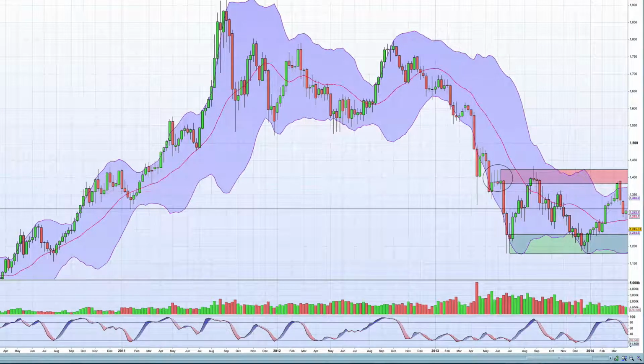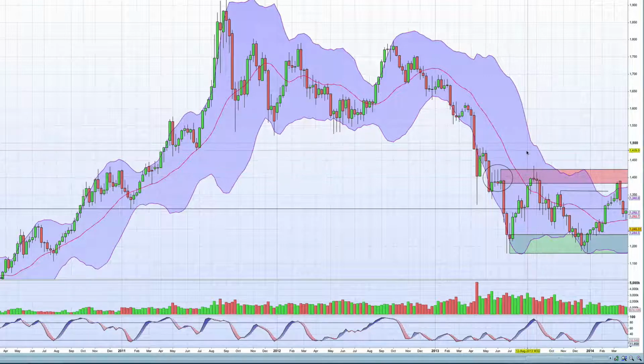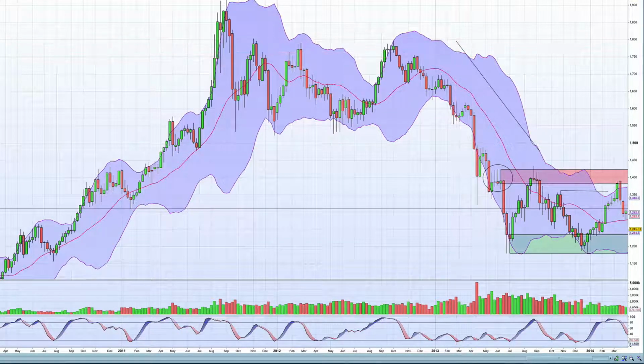We surpassed this high, right? Surpassed this high, clearly, but we do not create another high. Sellers regain control.